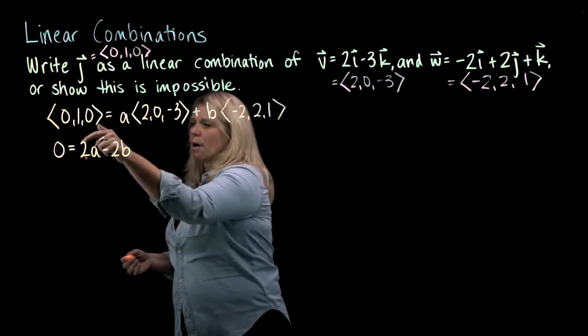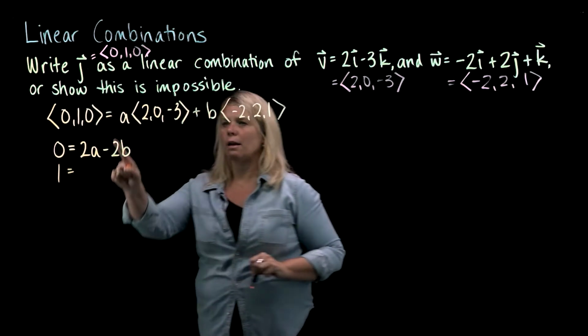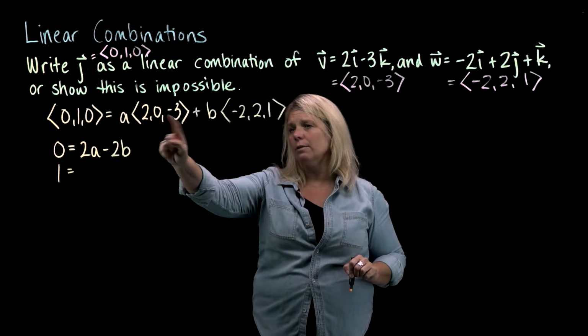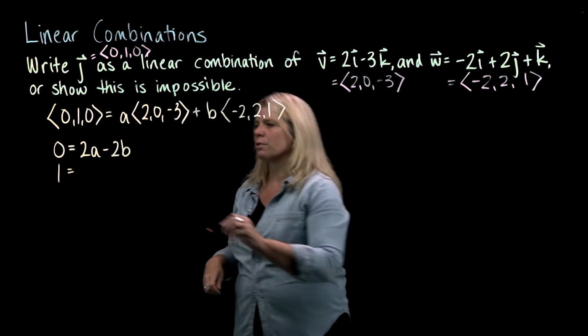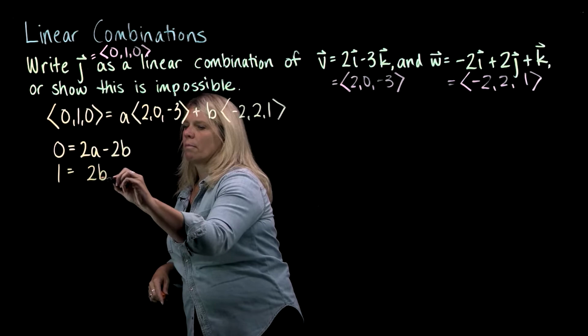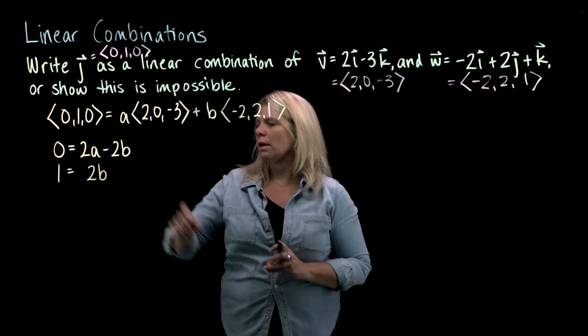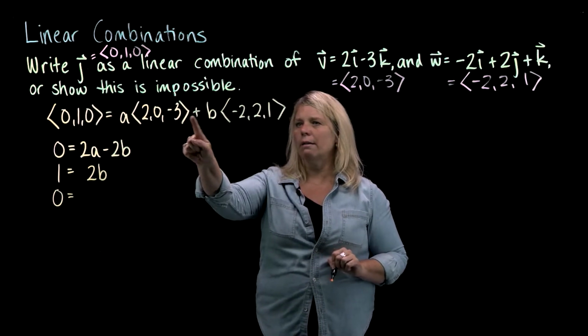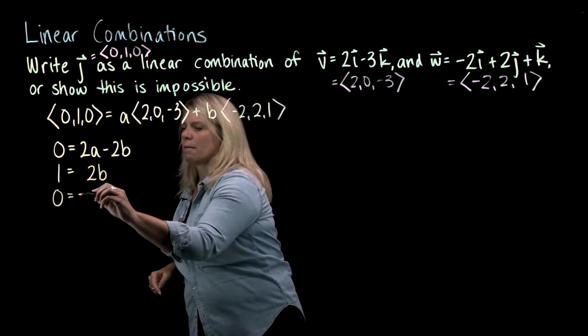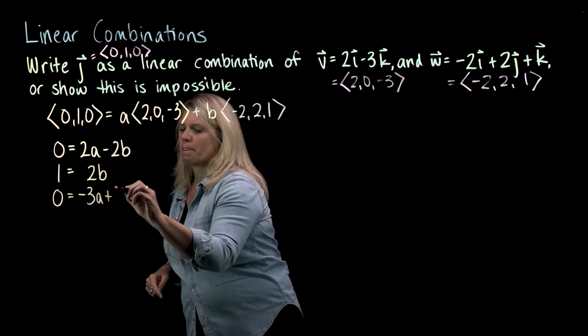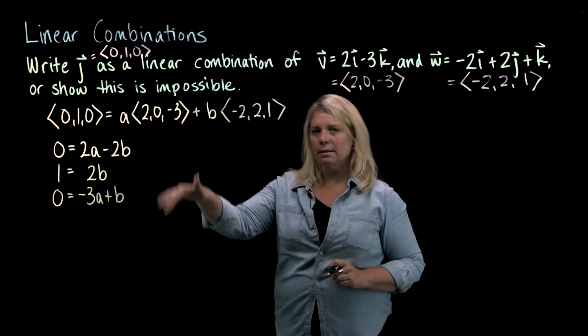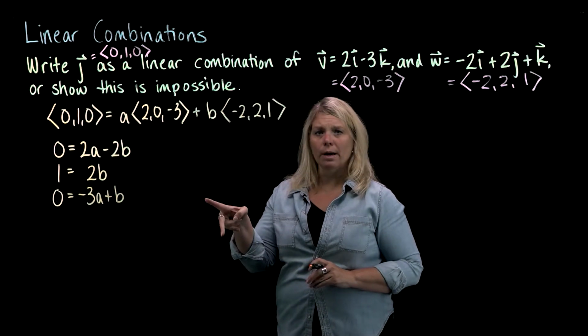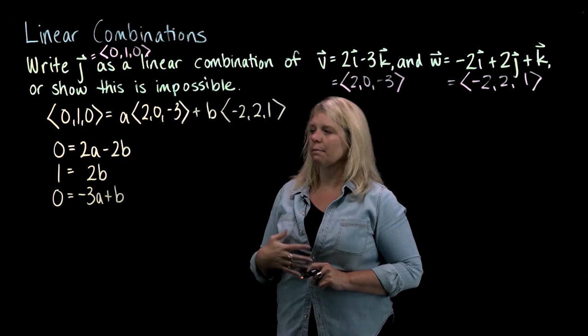And then in the second component, I have 1, and then over here I would have 0A, so I'm not going to write that, and then plus 2B. And then in the third component, I would have 0 equals -3A plus B. All right, so what I have here is a system of three equations in two unknowns, so an overdetermined system.